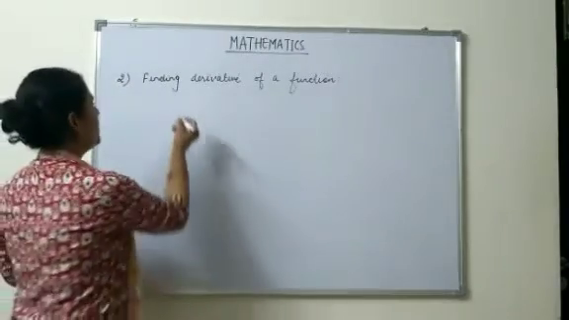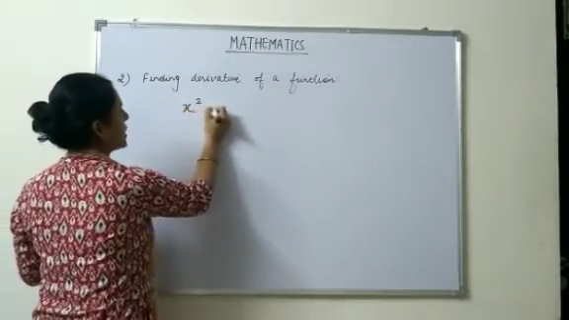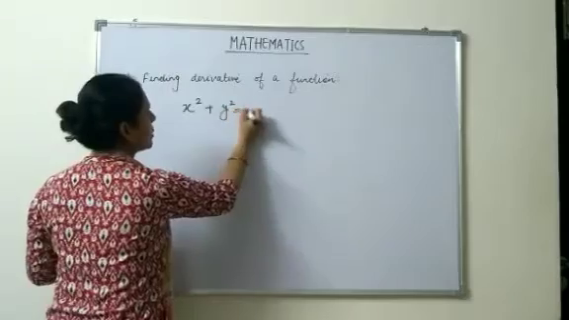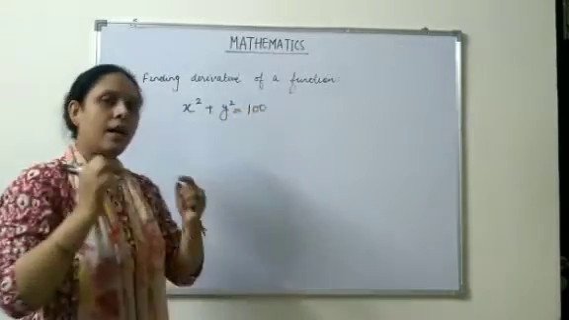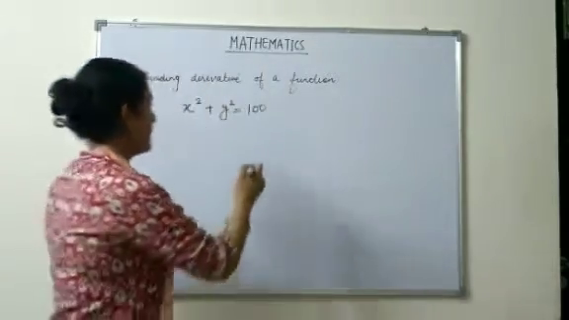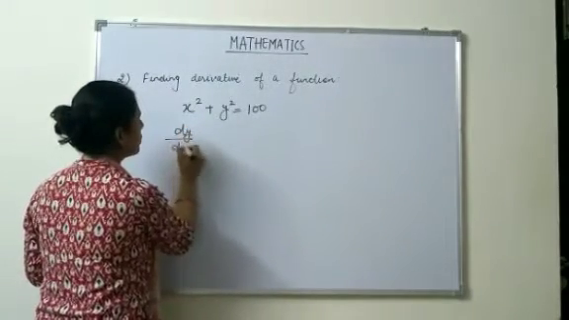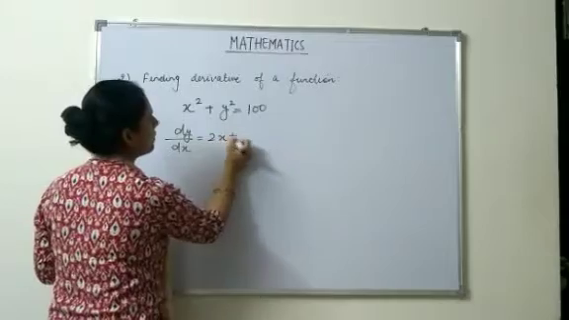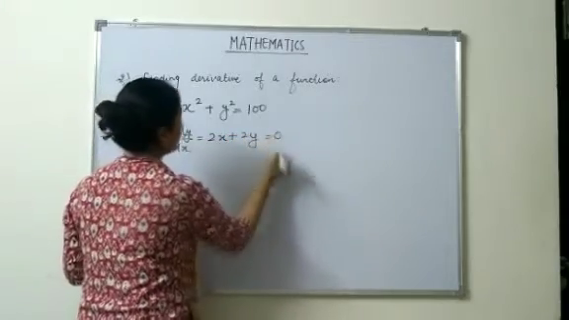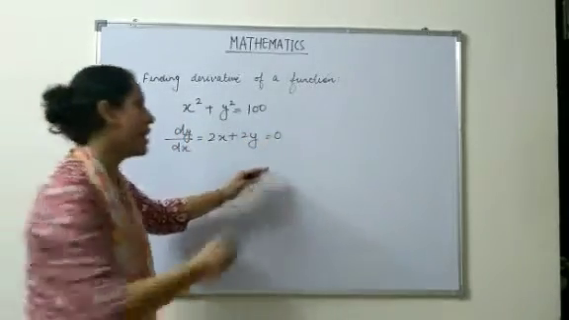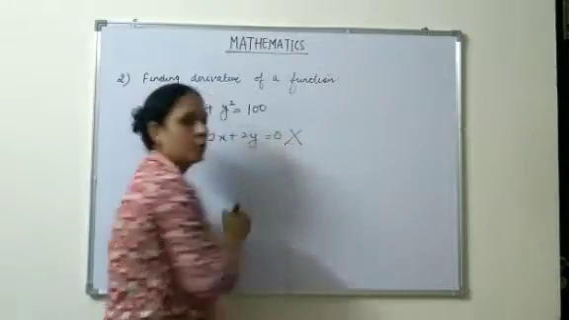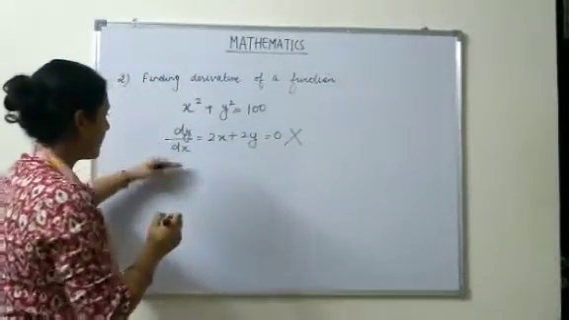Let's take an example. Suppose I have the function x square plus y square is equal to 100. I have seen many students writing it as dy by dx is equal to 2x plus 2y is equal to 0, and it does not make any sense. So this is absolutely wrong. What is the right method?